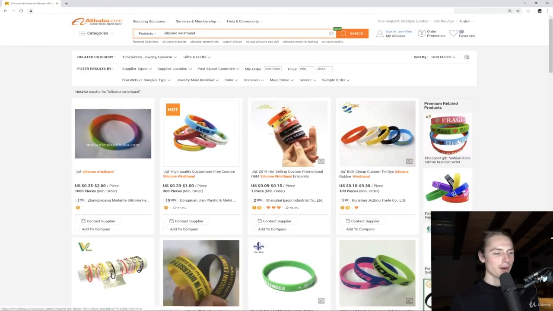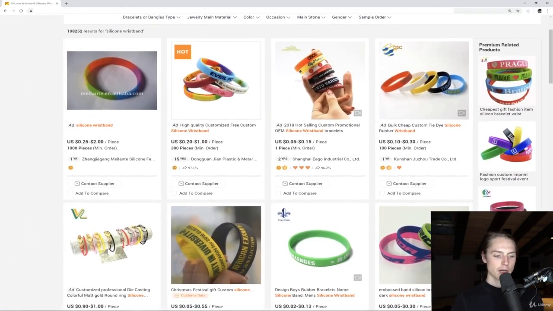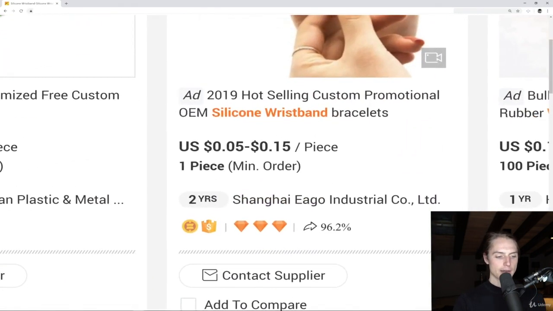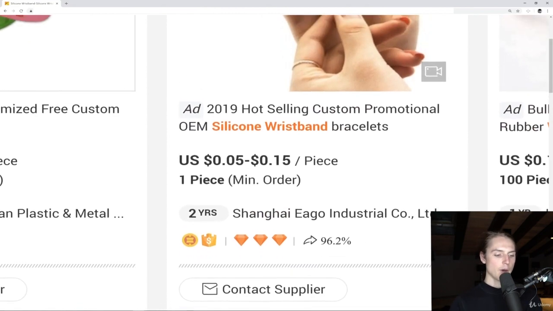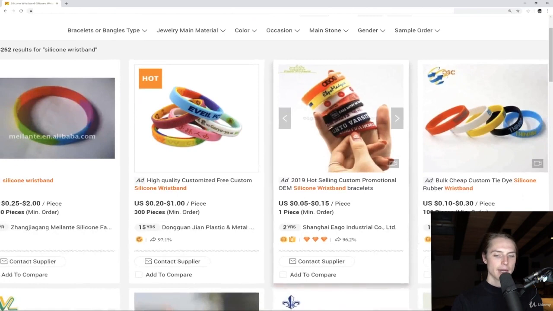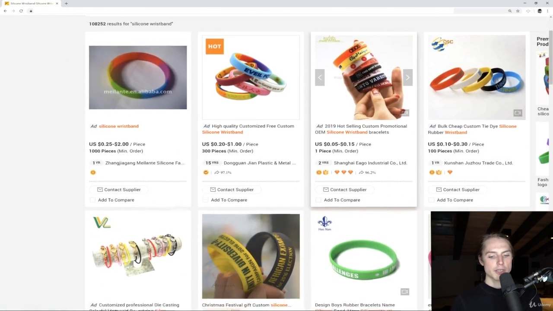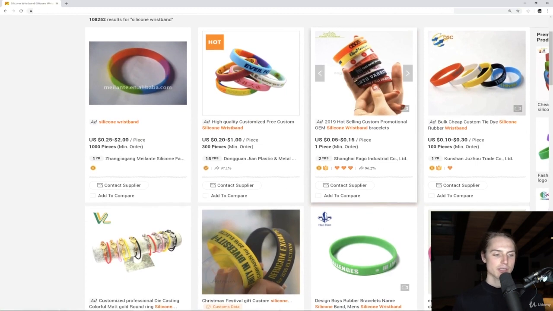Okay, so we are on Alibaba. We put in silicone wristbands, and essentially here are going to be all sorts of different suppliers. All right, so just things that we're going to look for right there. We've got price, we've got the MOQ, minimum order quantity, which is MOQ, and we'll explain that in a little bit. But essentially what we're going to do is start to look at the images and find something that's somewhat similar.